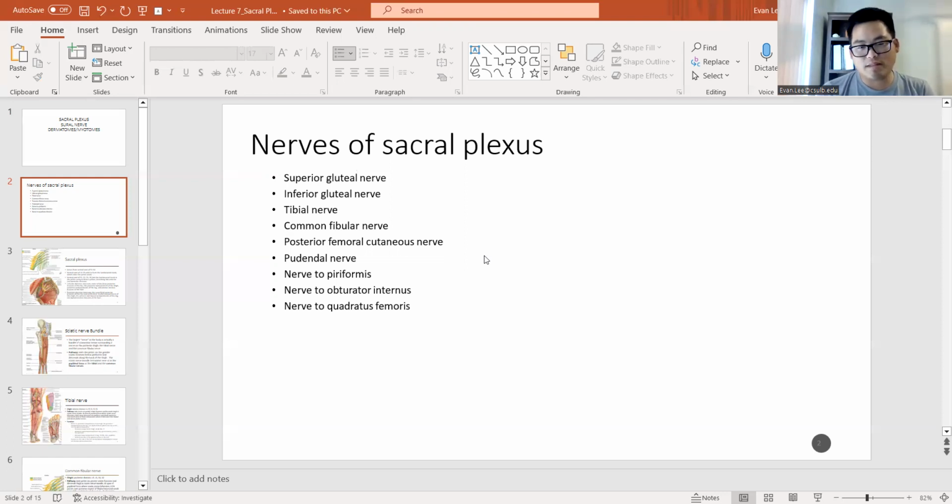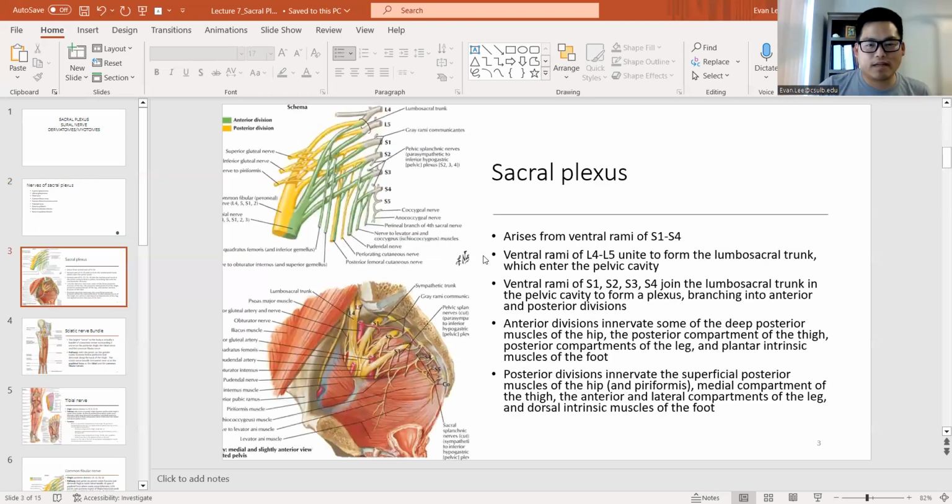And then pudendal. Pudendal is actually going to refer to the groin region again, or the reproductive region. So we'll take a look at that when we get to it. So let's go ahead and take a look at the sacral plexus a little bit.